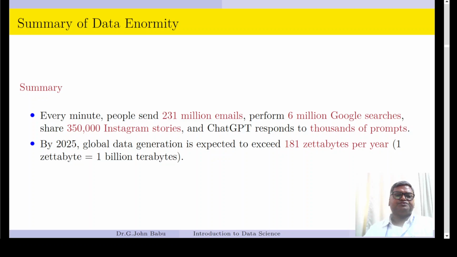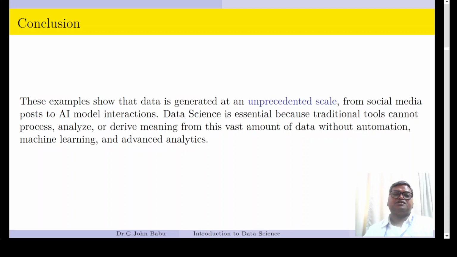If you take emails, every minute people send 231 million emails, 6 million Google searches, and 350,000 Instagram stories per minute. ChatGPT responds to thousands of prompts. So by 2025, global data generation is expected to exceed 181 zettabytes per year. That means 1 zettabyte is 1 billion terabytes. So this enormity of the data, increase in data.